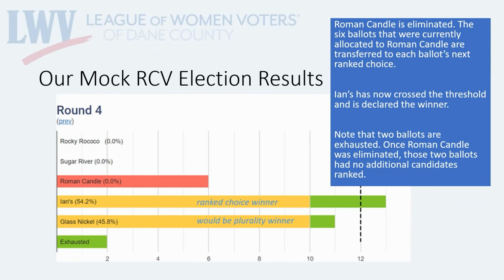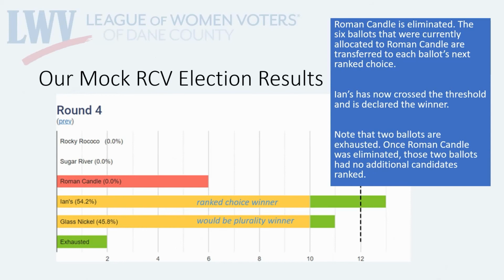Roman Candle is now in last place and is eliminated. There were 6 votes in Roman Candle. 2 of those ballots did not have a next ranked candidate and are now considered exhausted. 1 of the ballots listed Glass Nickel as the next ranked candidate and is transferred there, and 3 listed Ian's and are transferred there. Ian's has now crossed the 50% threshold and has won the ranked choice election.